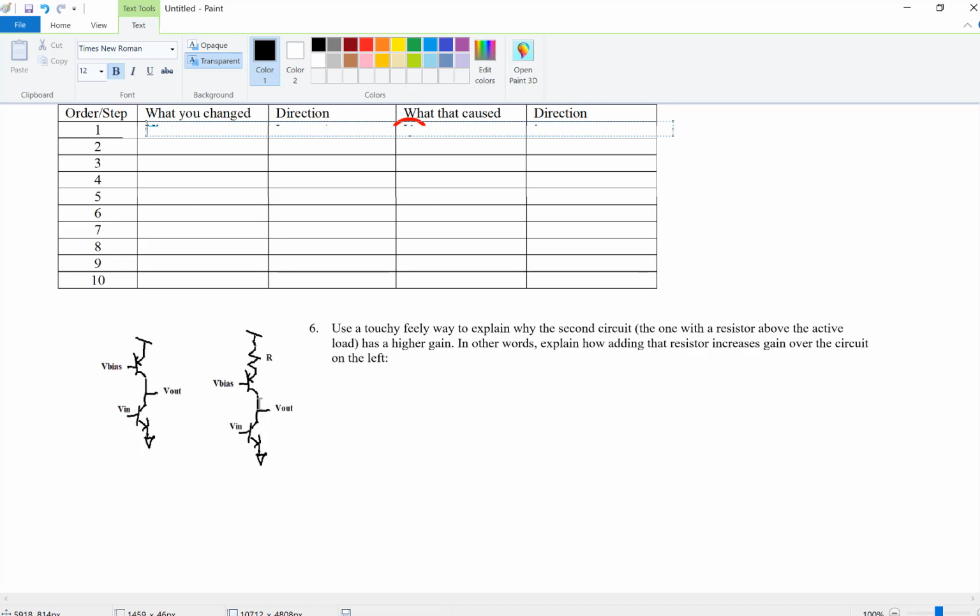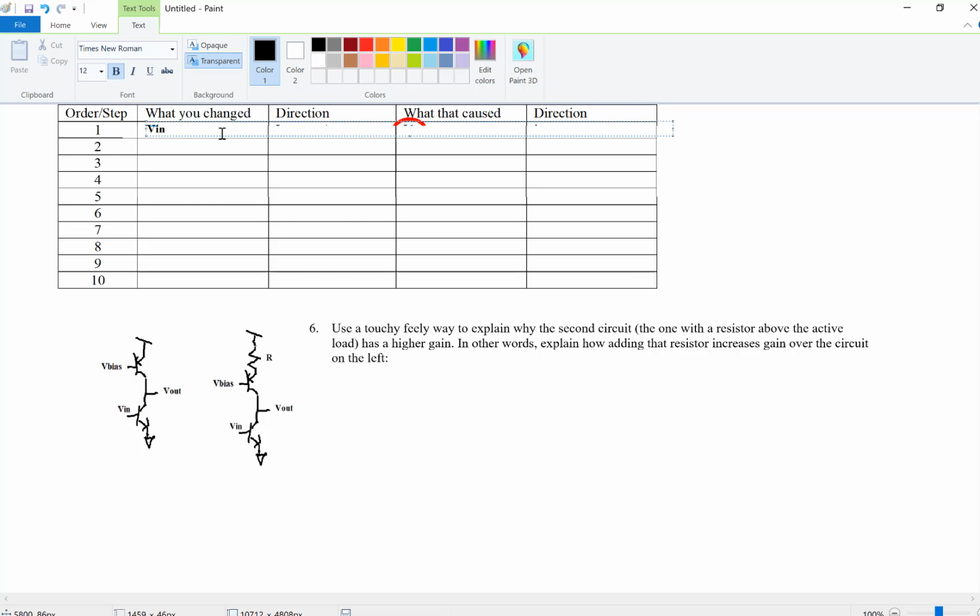But over here, since the current changes, it actually reduces VBE. Let's say you increase the current, it reduces VBE, which means your VCE has to move even more, and Vout moves more, so it's more gain. So let's start with saying, let's look at the right side.